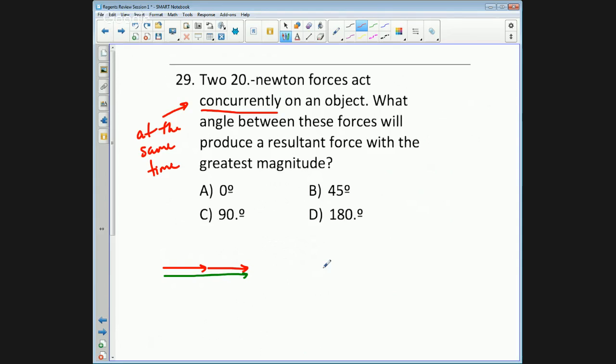45 degrees looks like this. So here's one, and 45 degrees would be here. Okay. You get a resultant of there. 90 degrees is this one and this one. You get a resultant of that. And 180 degrees looks like here's that one and in the opposite direction. So you actually get a resultant of 0. So the one with the longest arrow is obviously this one. So it's part A.